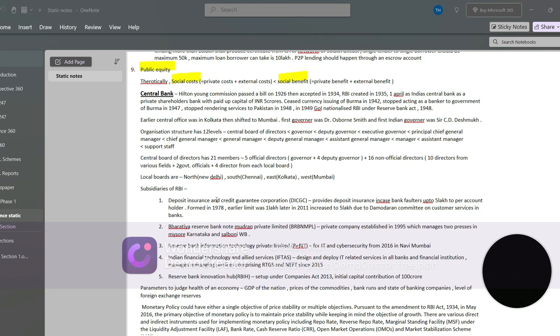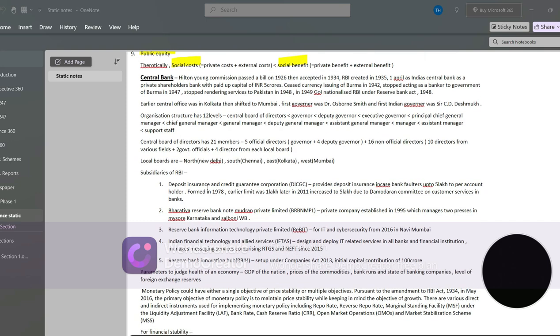After that, it ceased the currency issuing system for Burma. It stopped issuing currency to Burma in 1942, and then it stopped acting as a banker of Burma also in 1947, and also stopped giving services to Pakistan in 1948, and then finally in 1949 it was nationalized by the Government of India under the Reserve Bank of India Act 1948.